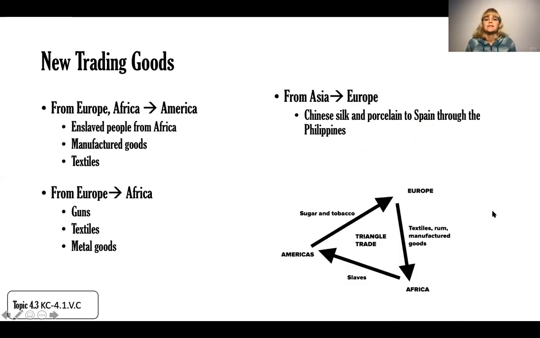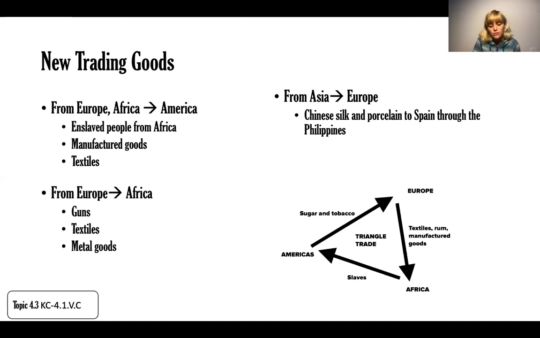So guys, you may have heard of this triangle trade before. It kind of goes hand in hand with the Columbian Exchange. From Europe and Africa to America, as I just said, guys, you're going to see enslaved people from Africa. But I do need to reiterate that enslaved people from Africa were usually going to be captured and enslaved by their fellow Africans. Okay, so Europeans were primarily just slave traders.